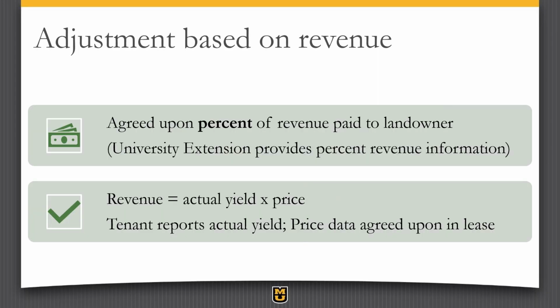One way to adjust the rental rate for yield and price changes is to determine a percentage of revenue that the property owners will receive. At harvest time, revenue is estimated by multiplying actual yield by an agreed-upon price. The final total rent is calculated by multiplying the estimated revenue by the agreed-upon percentage. The harvest time payment is the final total rent minus the base rent already paid to the property owner.